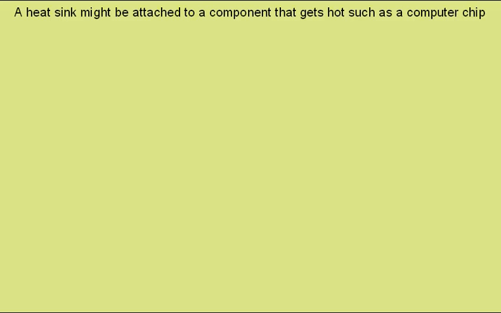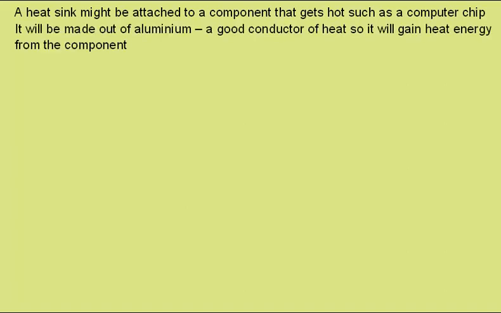Now to look at a few situations where these properties are utilized. A heat sink might be attached to a component that gets hot, such as a computer chip. Its job is to absorb the heat energy from the computer chip and pass it on to the surroundings. It will be made out of aluminium, which is a good conductor of heat, so it will gain heat energy easily from the computer chip.